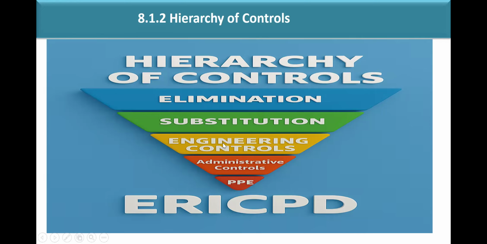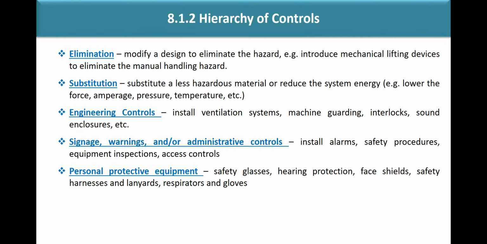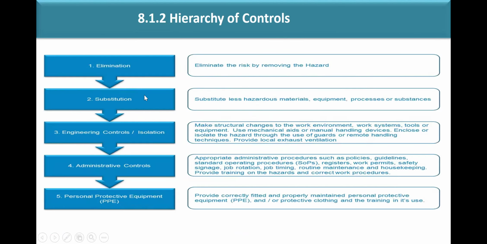Now, hierarchy of control. Already we discussed hierarchy of control in clause 6.1. If we have risk, we will have to provide these: elimination, substitution, engineering control, signs and warning, administrative control, and personal protective equipment. Now let's see this from the ADOSH we copied here.